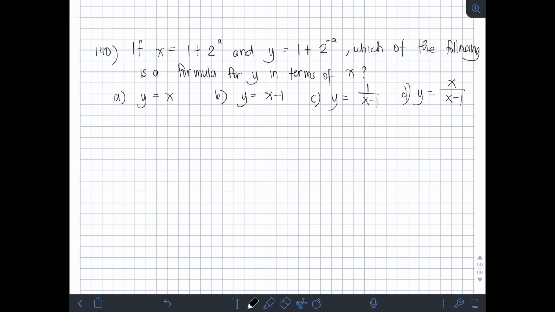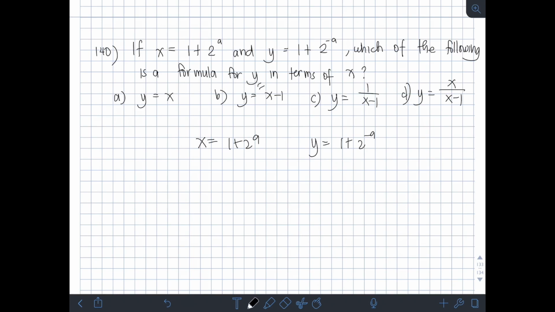Next, if x is equal to 1 plus 2 raised to a and y is equal to 1 plus 2 raised to negative a, which of the following is a formula for y in terms of x? Okay, so given this expression, x is equal to 1 plus 2 raised to a and y is equal to 1 plus 2 raised to negative a, isolve daw natin yung y in terms of x.